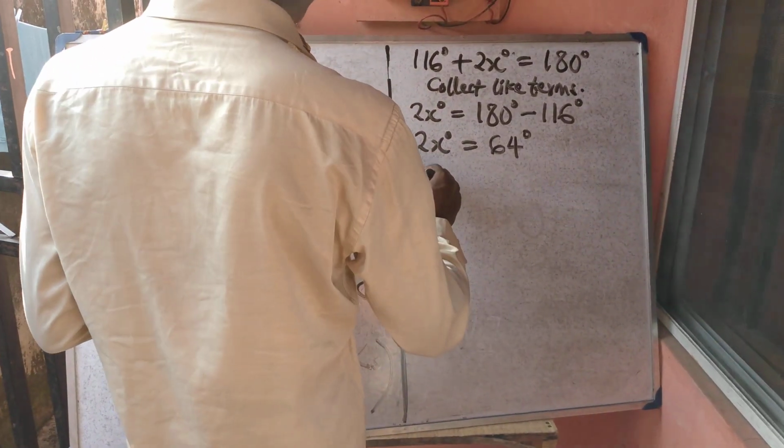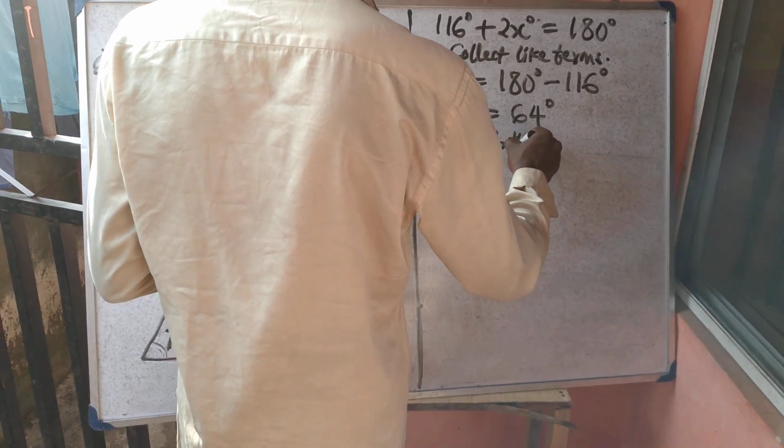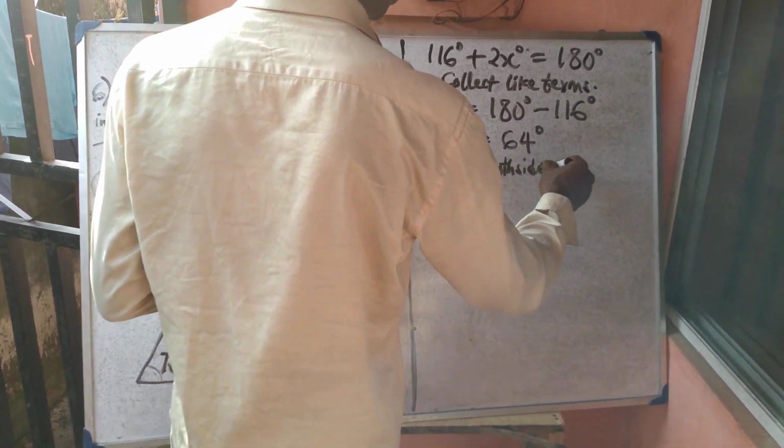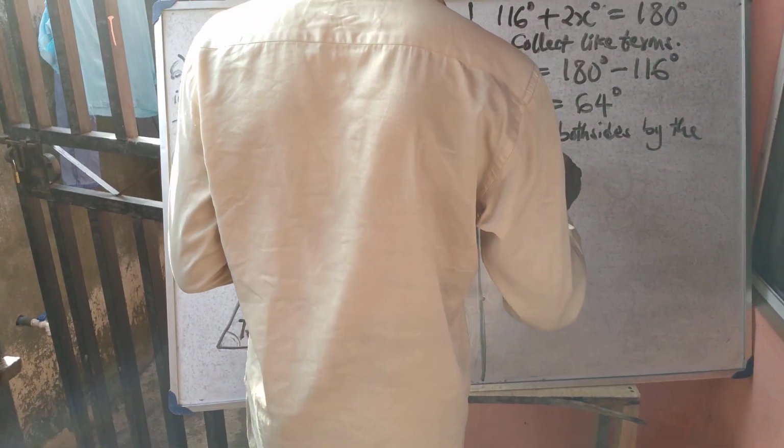Now divide both sides by the coefficient of x.